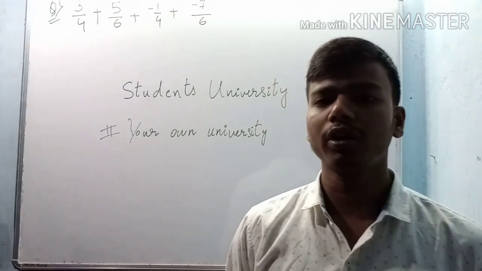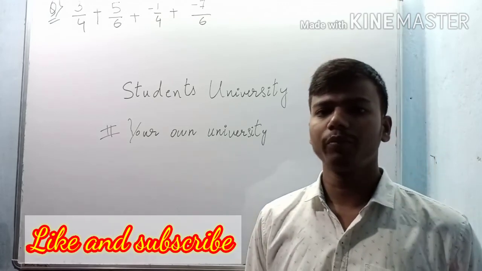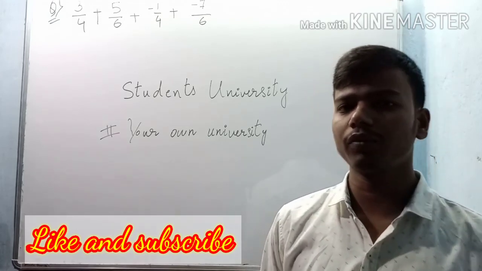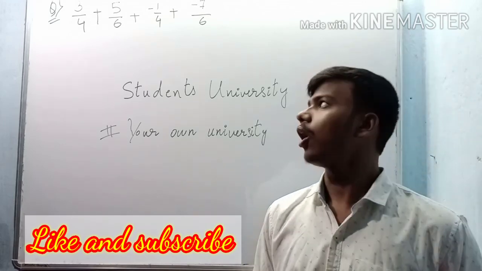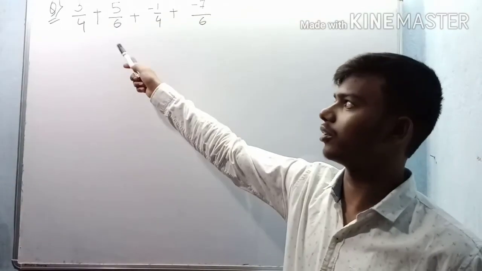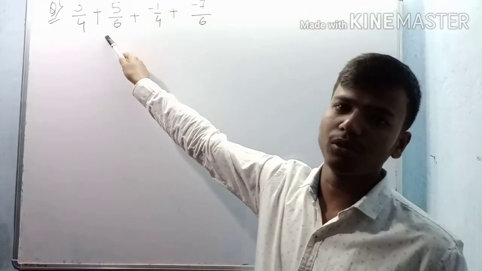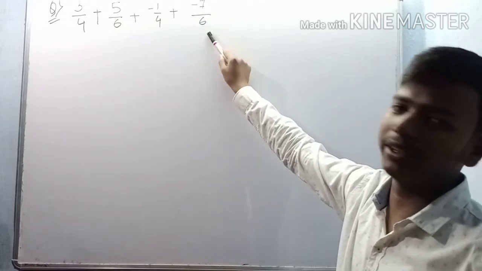Today we will talk about the rational numbers, as we have discussed the introduction before. In the previous video we discussed the introduction of rational numbers. So we will discuss some of the important questions of 2020 on rational numbers. The first question is this. Question number 1: 3 by 4 plus 5 by 6 plus 1 by 4 plus minus 7 by 6.